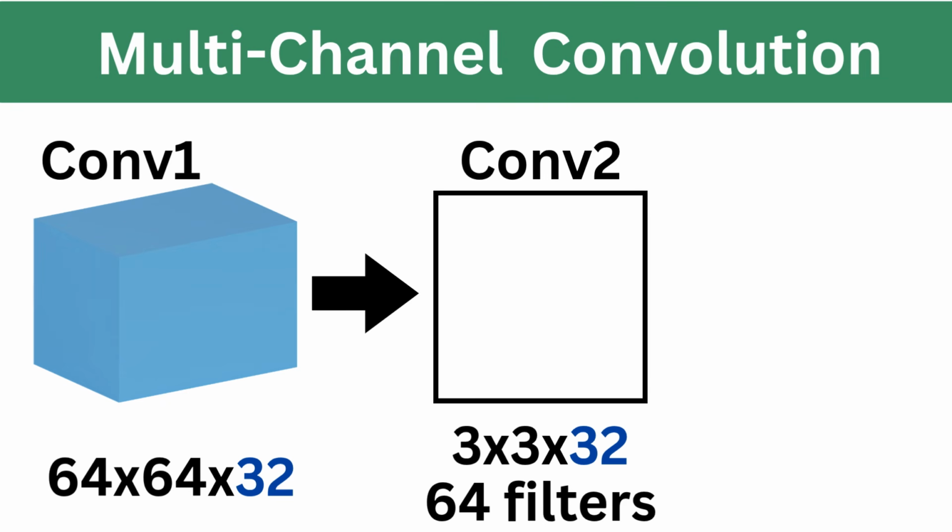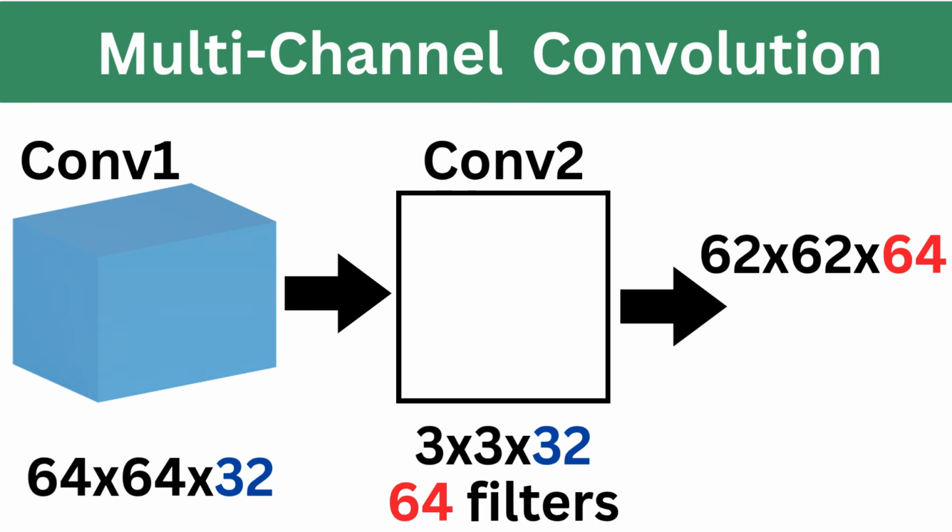The input feature map has a depth of 32. So the filters will become 3 by 3 by 32. And then they will convolve on the input feature map and produce a 2D array. So when you convolve a 3 by 3 filter on a 64 by 64 image, you get a 62 by 62 image. And the depth of this output would be 64. The depth is determined by the number of filters that we have. So one filter brings the output 62 by 62, and the 64 filters will bring the output 62 by 62 by 64.